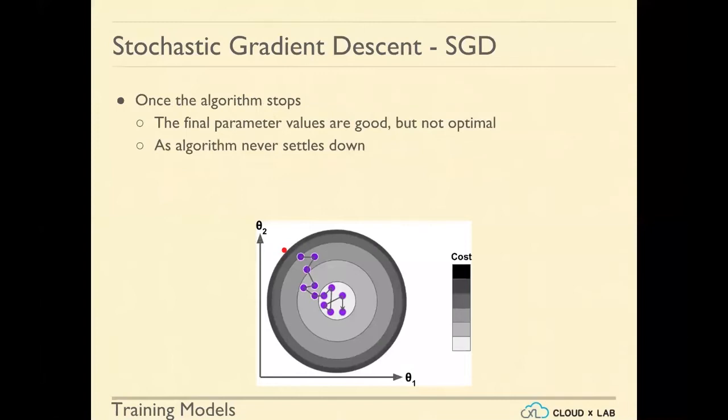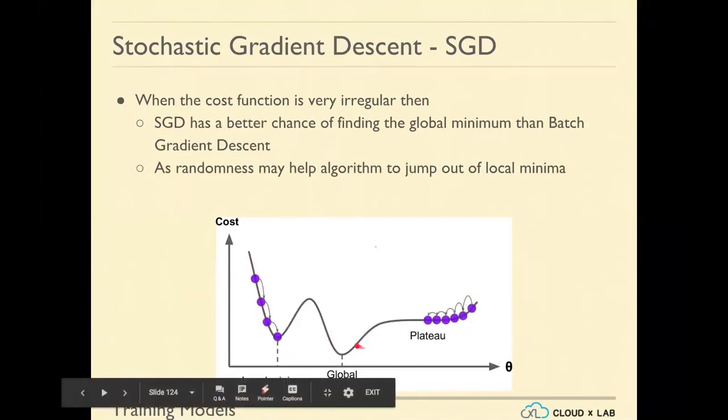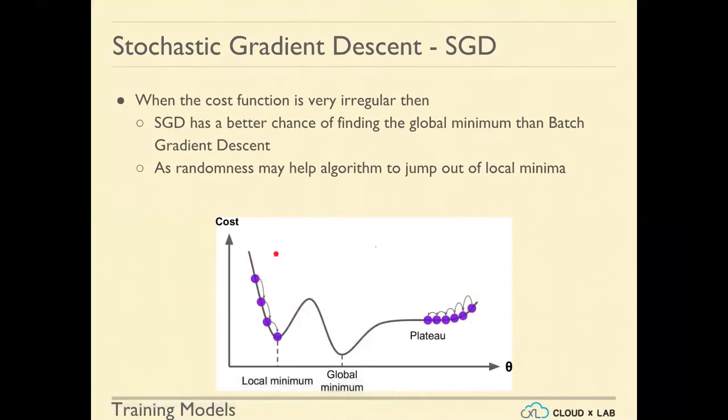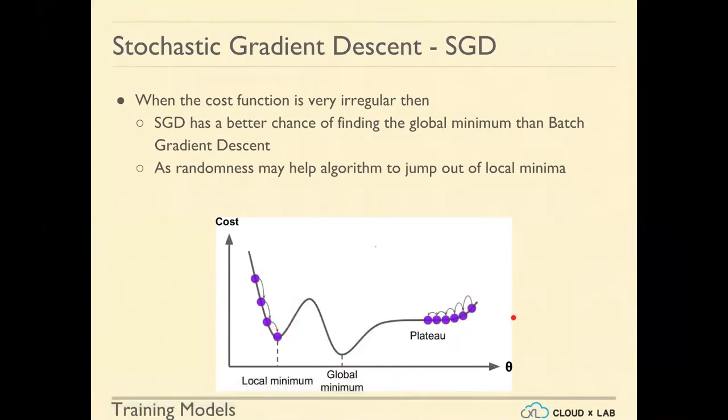So once the algorithm stops, the final parameter values are good, but not optimal, as the algorithm never settles down. When the cost function is very irregular, like this very irregular function, it has multiple minimas and multiple maximas. In this case, when you differentiate such a cost function with respect to any theta, you'll have multiple solutions to it. One, two, three, four probably. There'll be four different solutions, and that means it's going to be really hard to use the normal equation for such a thing.